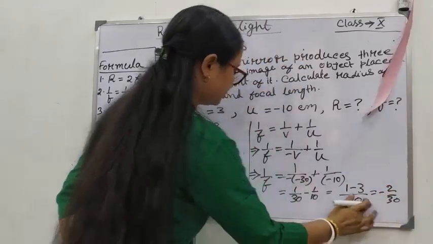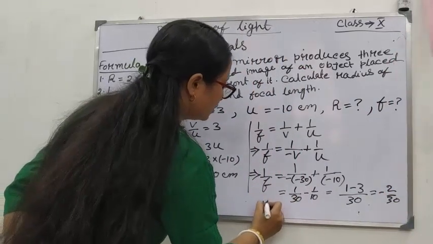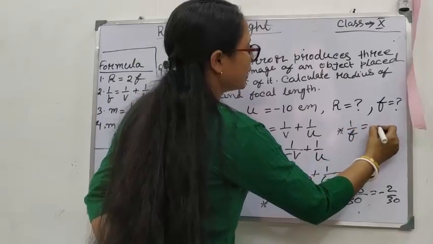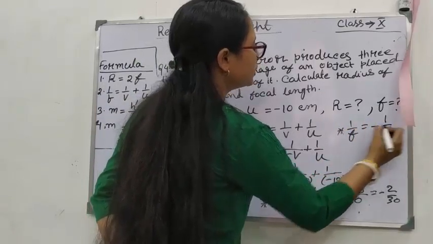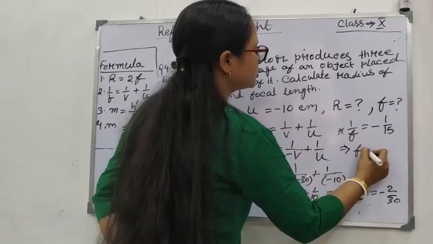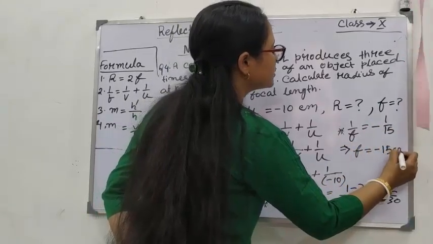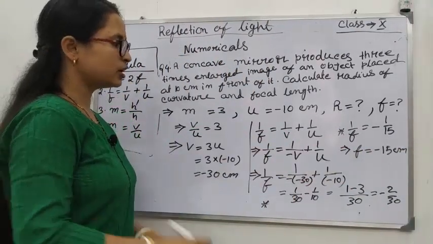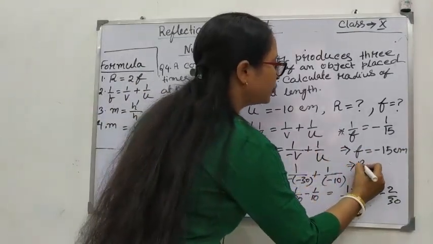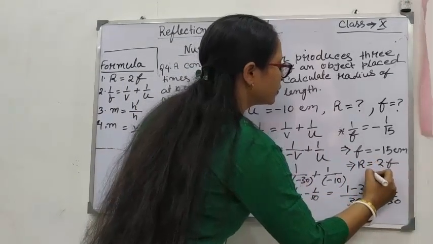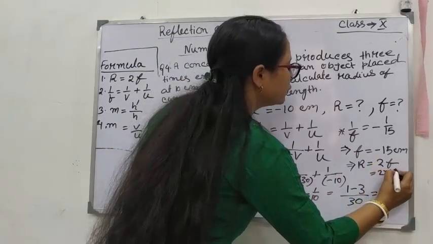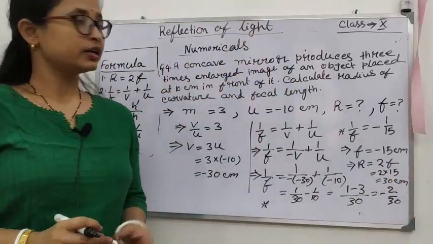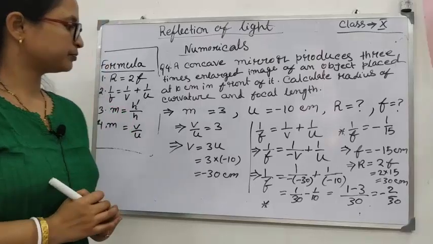That means, from here let us write, 1 by f is equal to minus 1 by 15. So f is equal to minus 15 centimeter. Clear? f will be minus 15 centimeter. Then R will be 2 into f. That means 2 into 15. It will be 30 centimeter. Clear? You can take a screenshot of this.